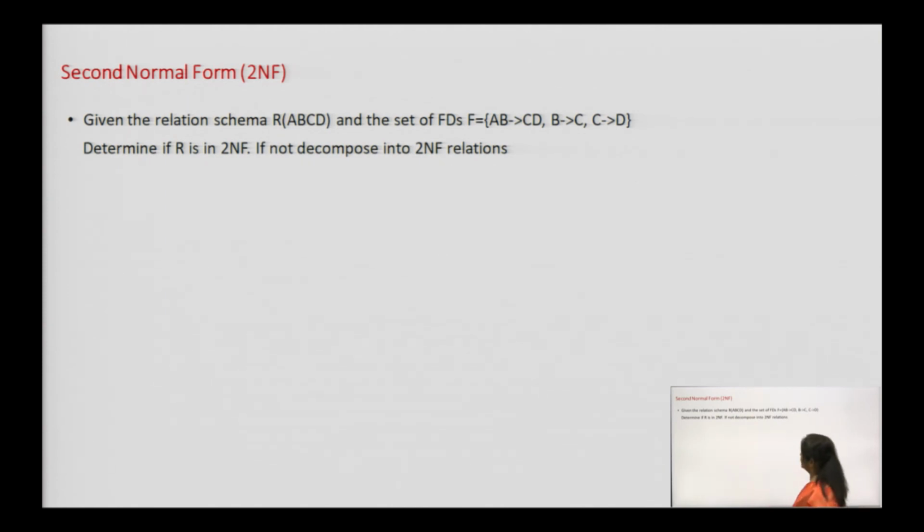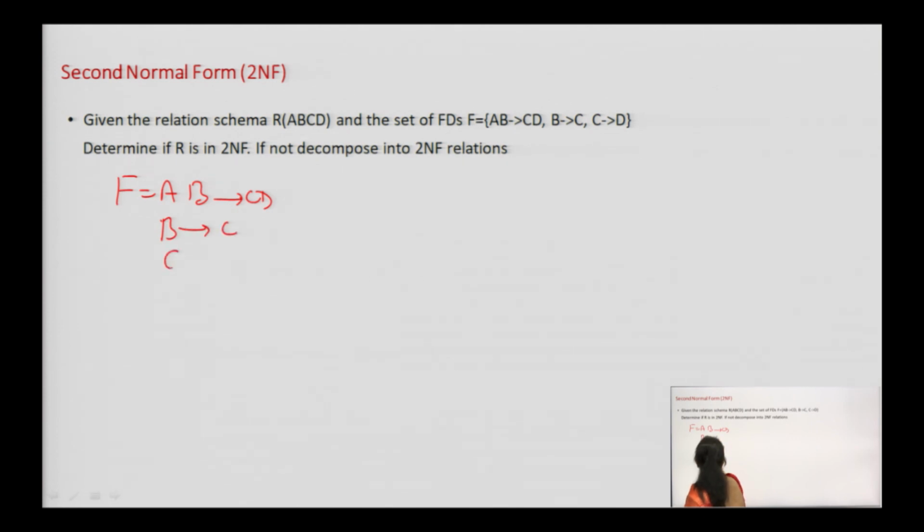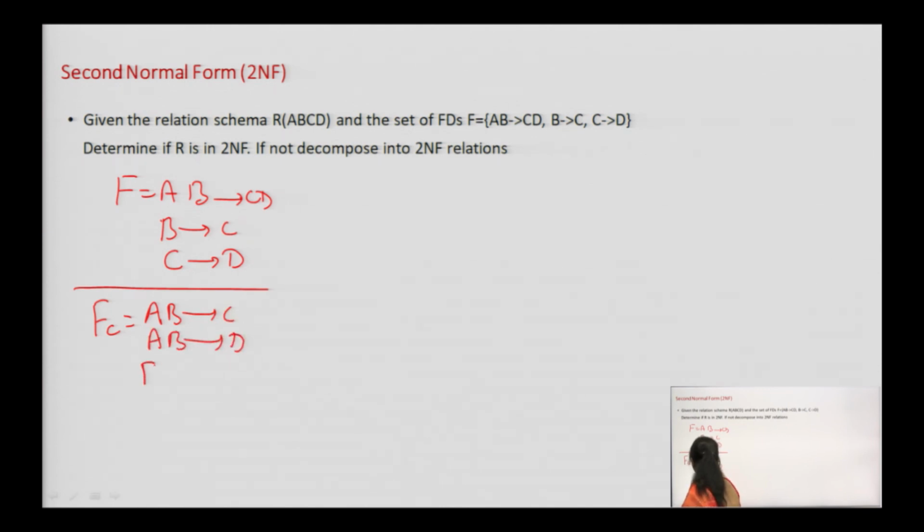Let us take up this example. Given the relation schema A, B, C, D and the set of functional dependencies F is equal to A, B determines C, D, B determines C and C determines D. We need to see if it is in 2NF, and if not, decompose into 2NF relations. So, let us find F C: A B to C, A B to D, B to C and C to D.